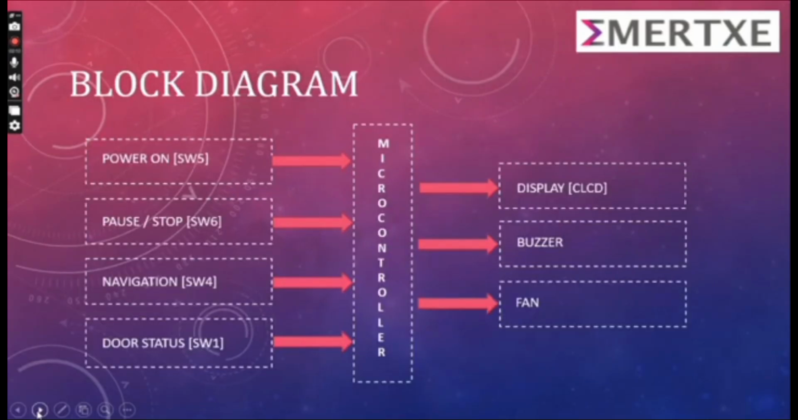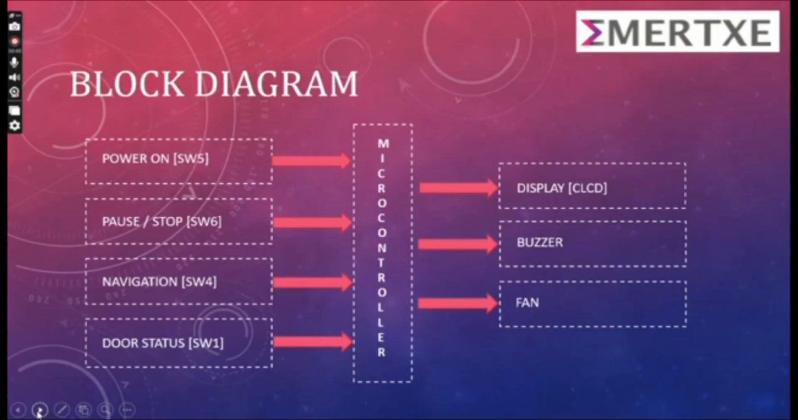Next, we look at the block diagram of the project. In the middle, we have the microcontroller, which is the PIC16F877A microcontroller. We have various switches that are provided on the left side. Those are the power on switch, which is switch 5, then switch 6, which is used for pause and stop, then switch 4, which is used to navigate between the various options that are available, then switch 1, that is the door status.